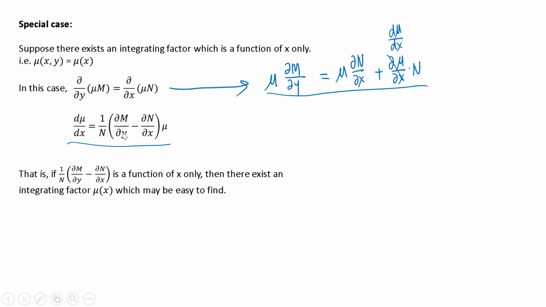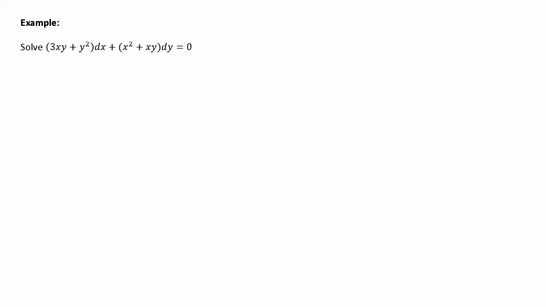So that means the requirement is here, right? Partial M partial y minus partial N partial x has to be a function of x only. So then let's look at this example. So solve this, right?